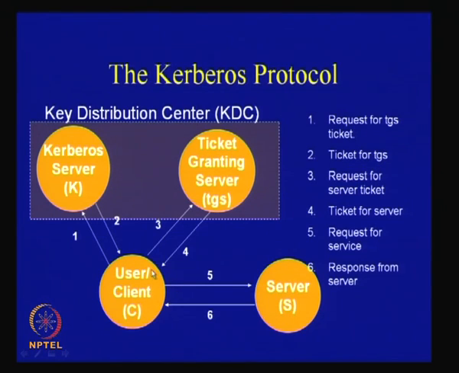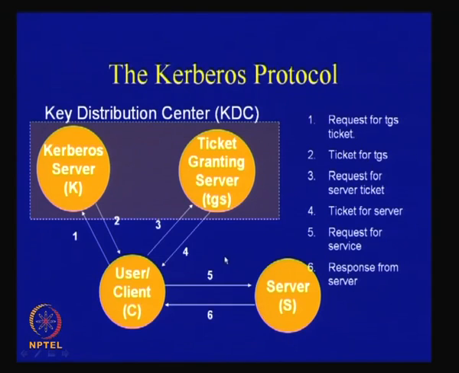Then the client communicates with the ticket granting server and makes a request for the actual server ticket, the ticket for the service which it wants from this server S. Then the ticket granting server gives the ticket to the user client. The user client then requests the service and obtains the corresponding response of the service. So, this is the broad idea.